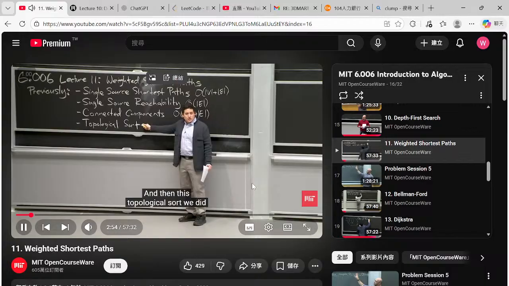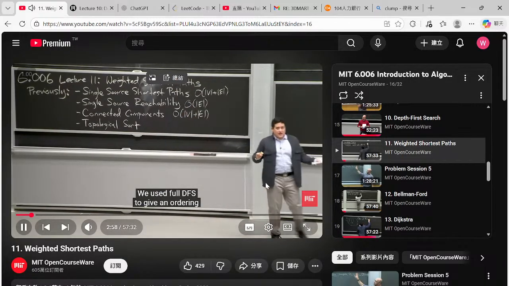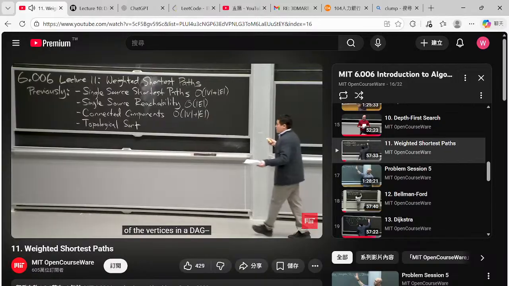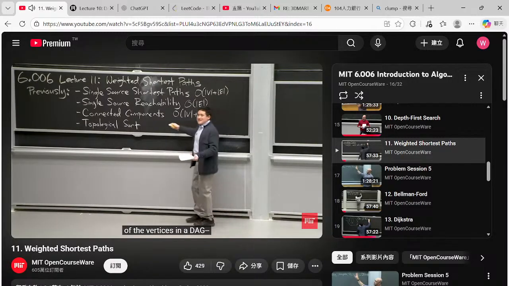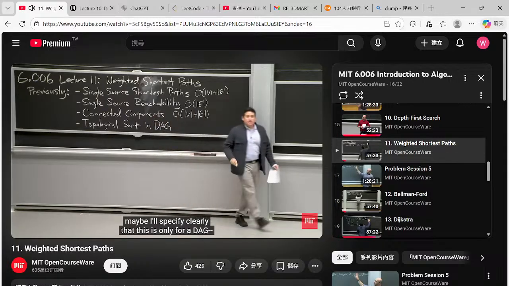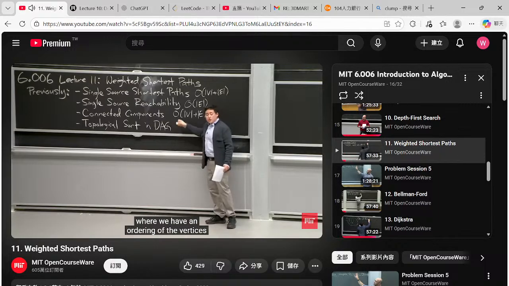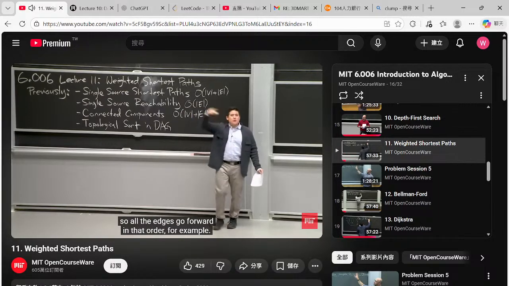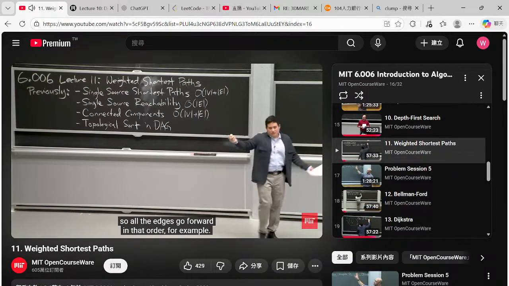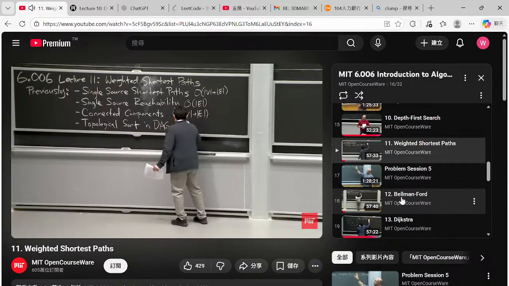And then this topological sort we did at the end of the last lecture. We used full DFS to give an ordering of the vertices in a DAG. Maybe I'll specify clearly that this is only for a DAG, right? Where we have an ordering of the vertices so all the edges go forward in that order, for example. Okay? And that we also did in linear time.